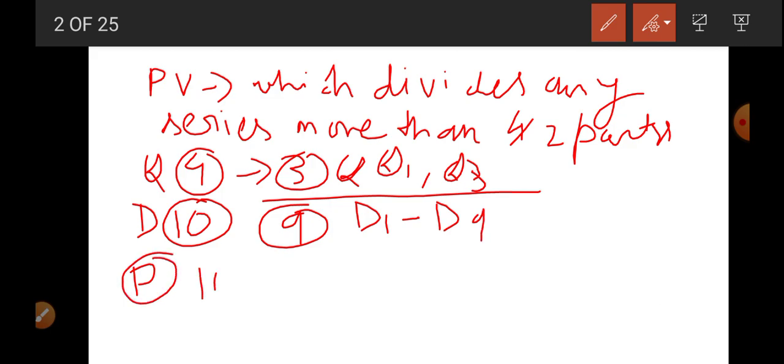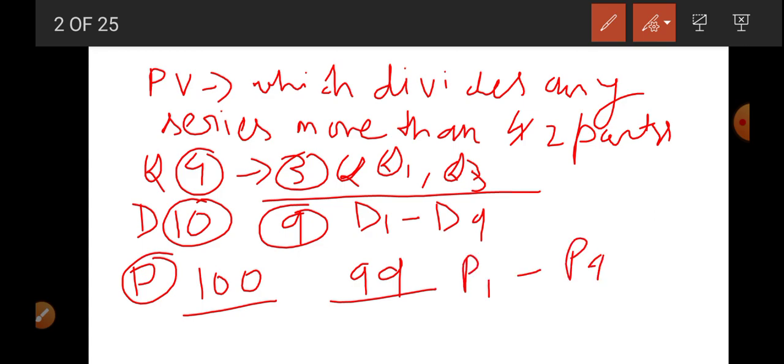Percentile divides any series into 100 parts. Okay students, and how many do we calculate? We calculate 99 percentiles, from P1 to P99. So partitional value is that value which divides any series into more than two parts. We find quartile, decile, and percentile. Quartile divides into 4, decile into 10, and percentile into 100.